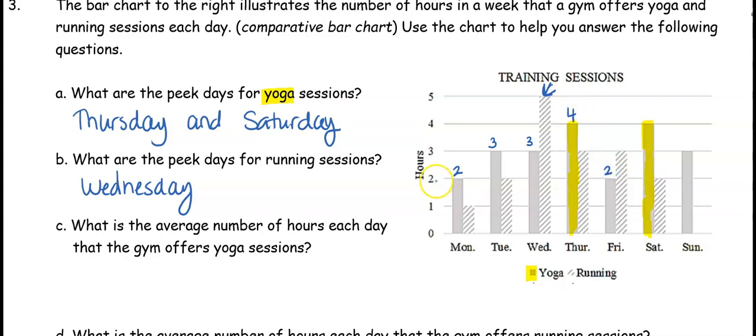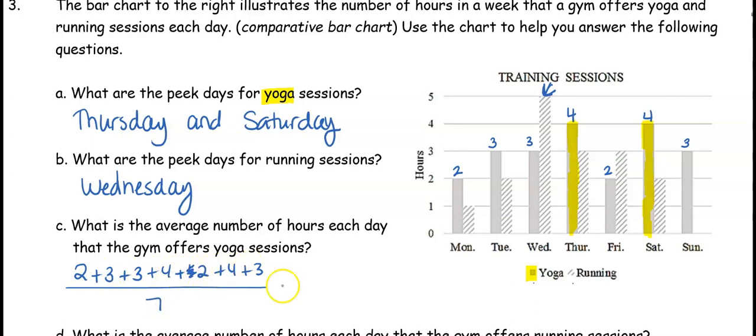And I'm just looking over here to the left to tell me how many is represented by each of those bars. 4 and 3. So we add those up: 2 plus 3 plus 3 plus 4 plus 2 plus 4 plus 3. And for the average, we take that and divide it by how many days a week they run. 1, 2, 3, 4, 5, 6, 7. It's going for all 7 days of the week.